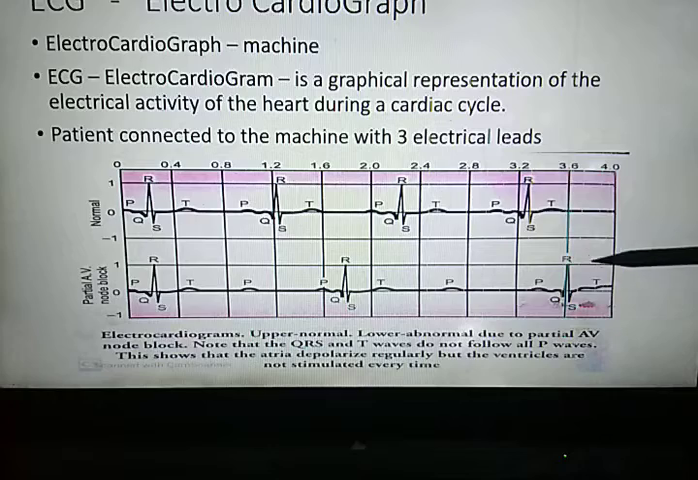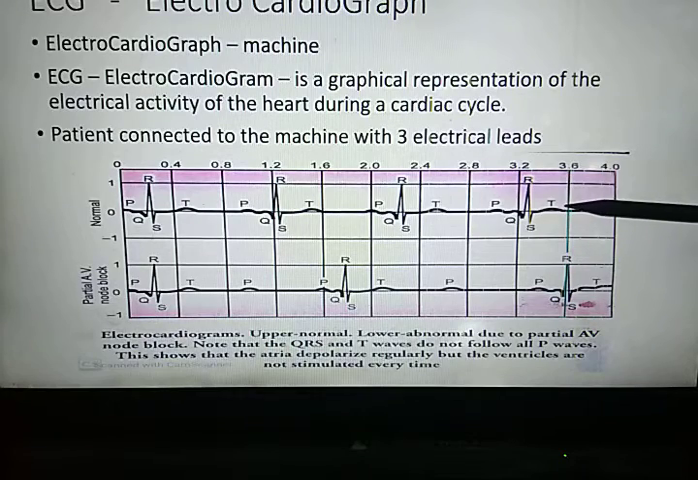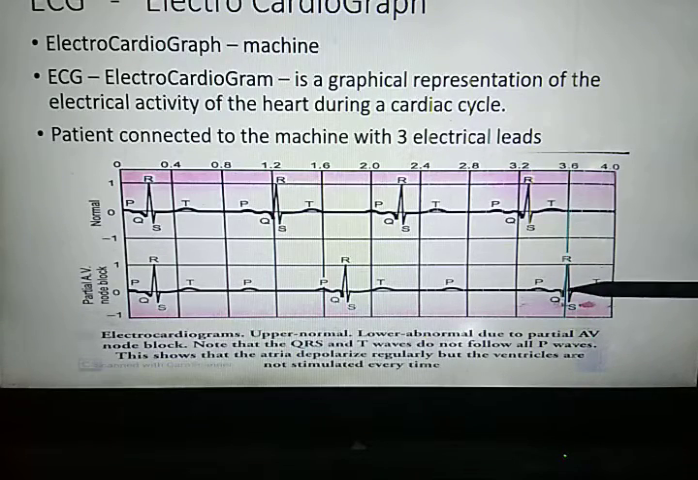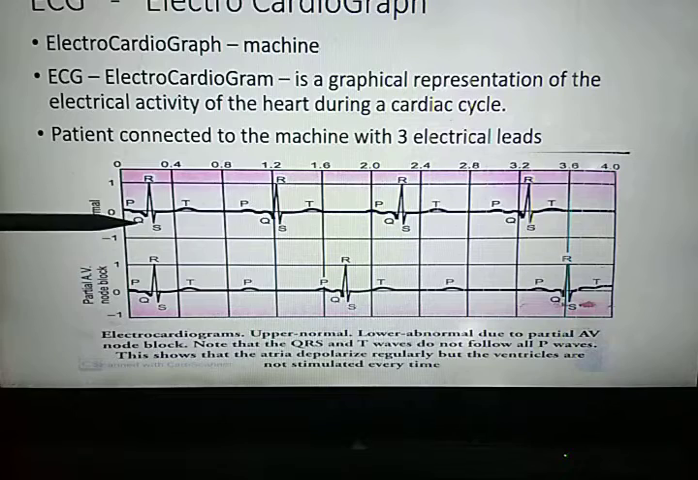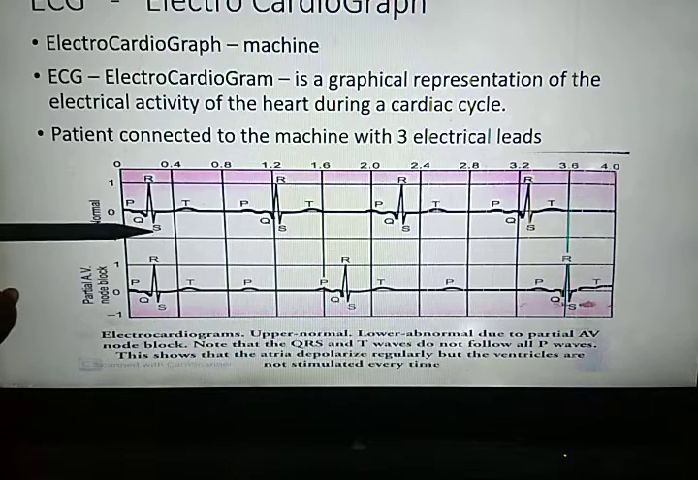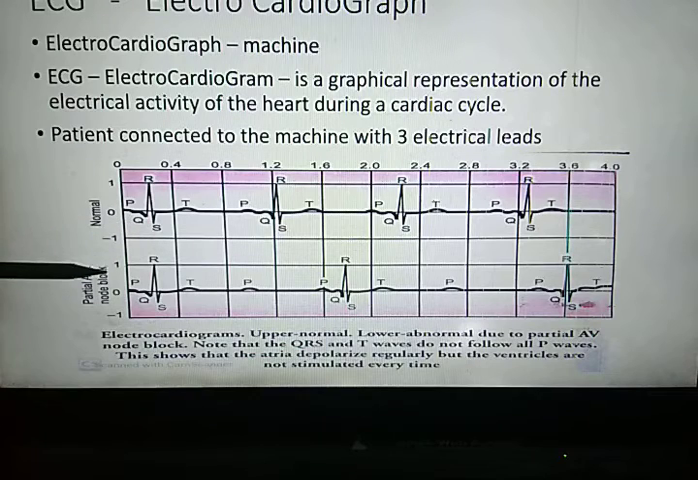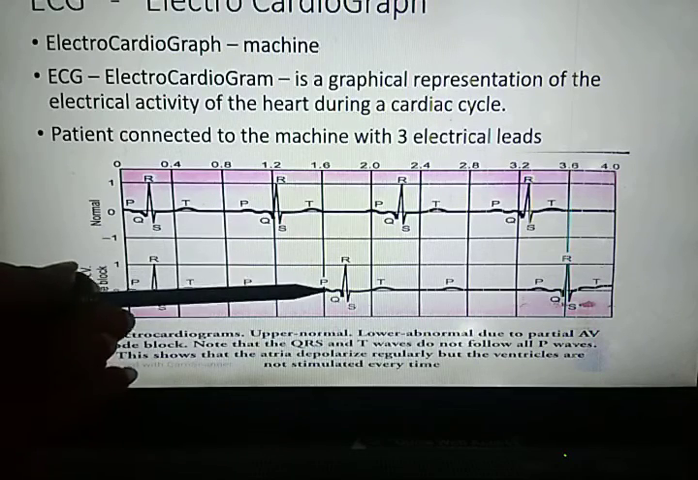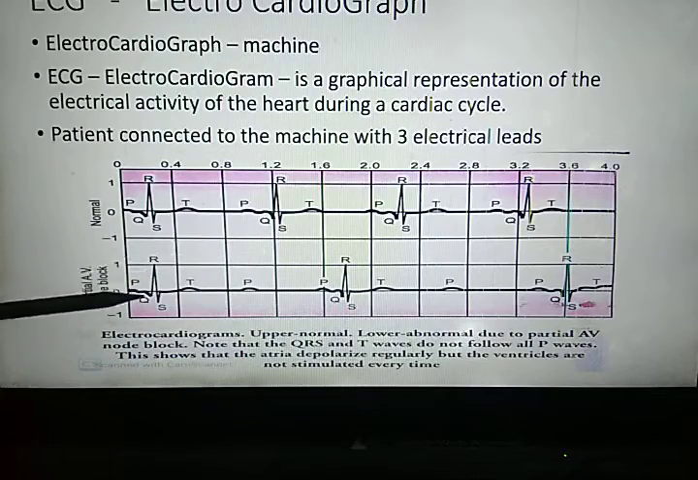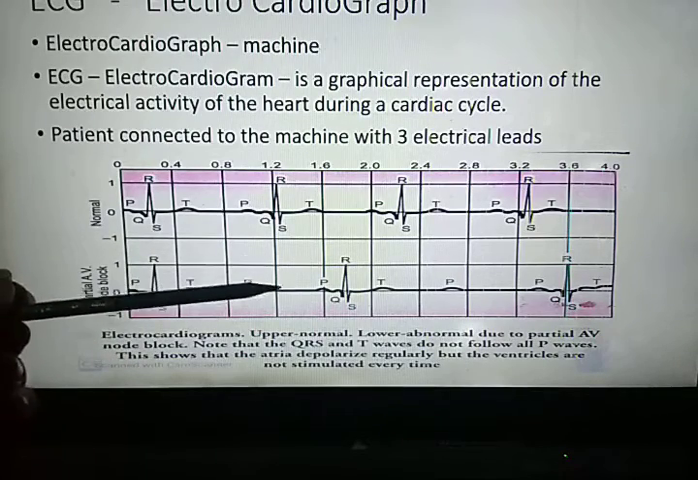Now you can compare these two ECGs. This is the normal ECG and this is the abnormal ECG. What is the difference? In the normal ECG, P wave is followed by the QRS wave. Now in the second ECG, you can observe that P wave is not continuously followed by the QRS wave. So what does it show?